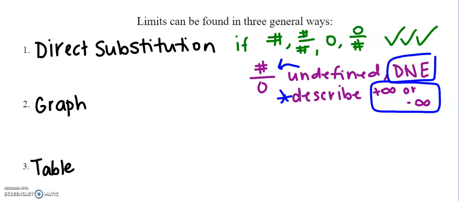Okay, so there's the last situation. And the last situation is the fun one. That is where you get 0 over 0. What? 0 over a number up here, well, that's just equal to 0, so that's your limit. A number over 0, we just found out that does not exist. 0 over 0, mind blown. This is what we call an indeterminate form.